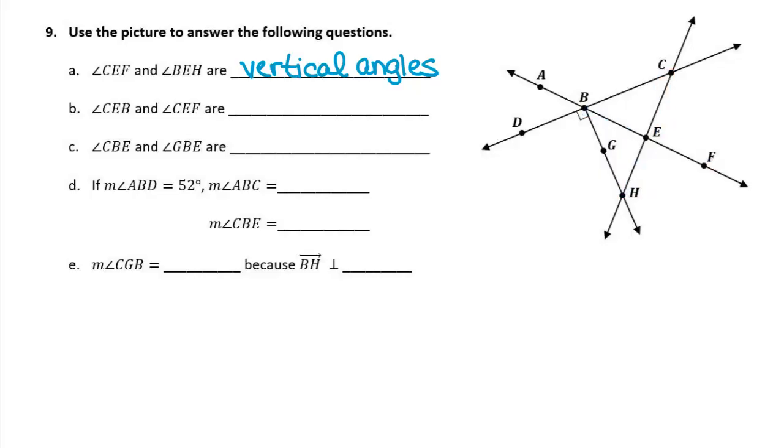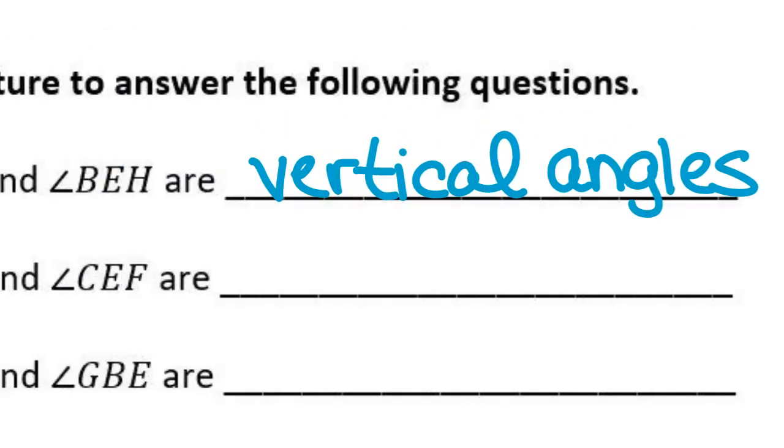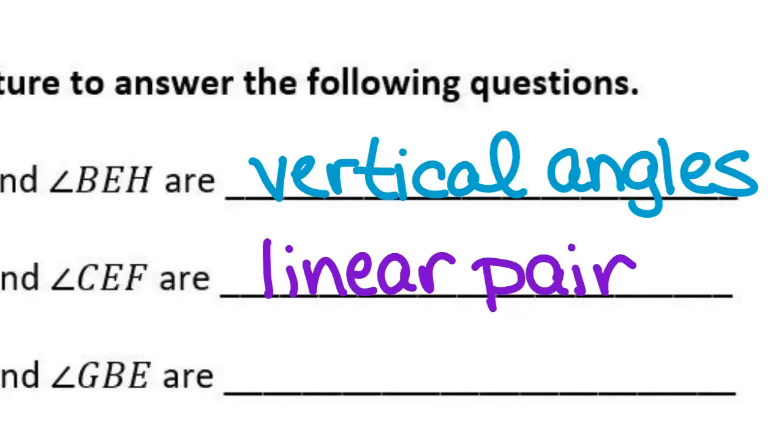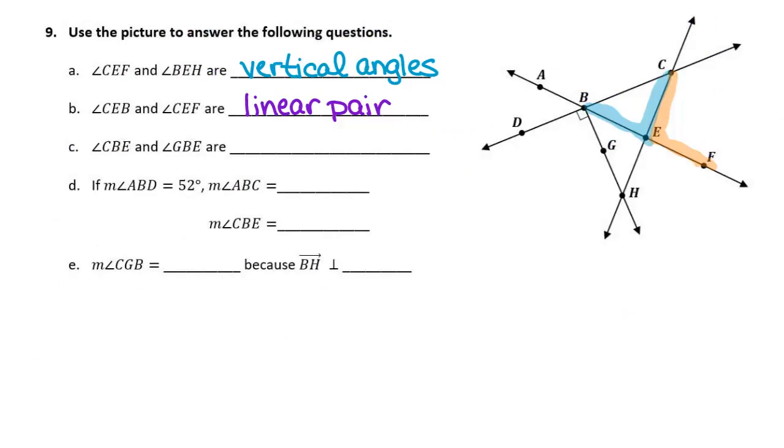All right. What about angle CEB, this angle right here, and angle CEF, this angle right here? That's what a linear pair looks like. Yes, that's a linear pair. Yep. They share a side. Side by side, together they make a line.